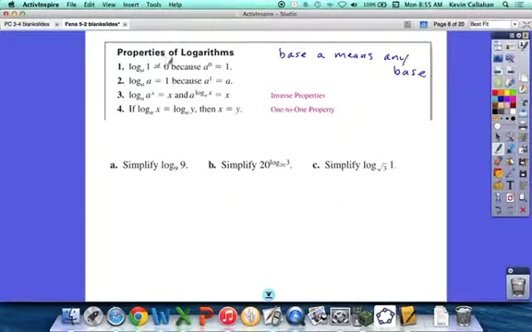Log base a of 1 equals 0. Well, if I rewrote that as an exponential, that would be a to the 0 equals 1. And we know that already. Anything to the 0 is 1. So that's not doing anything else except re-expressing a relationship we already know as a logarithm.